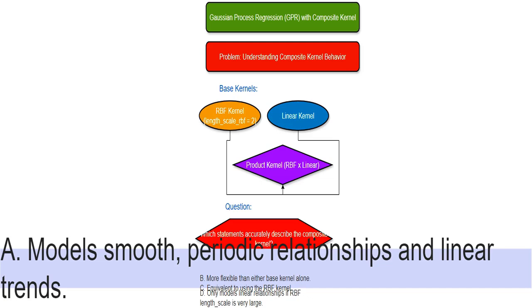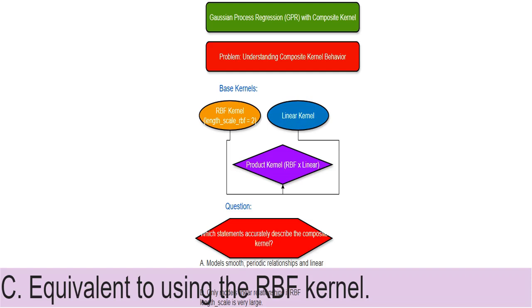This statement is correct. The composite kernel is more flexible since it can capture both linear and nonlinear patterns in data simultaneously, unlike the single kernels that can only handle either linear or nonlinear patterns alone. This is incorrect. The combination of kernels, whether through addition or multiplication, as in this case, never equals just one of the kernels alone. The resulting kernel has different properties.